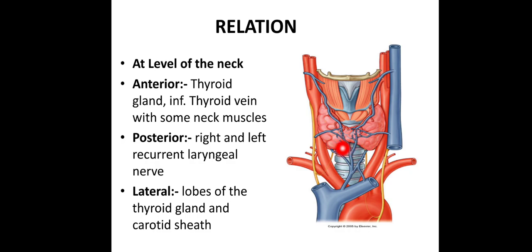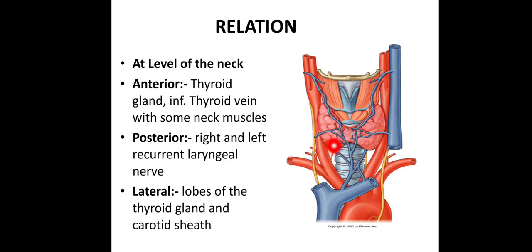Posteriorly you can see there is a right or left recurrent laryngeal nerve which lies posterior to the trachea. You can see this is the right or left recurrent laryngeal nerve which lies posterior to the trachea, and laterally you can see this is the trachea, and on the lateral side, both right or left, you can see there are lobes of the thyroid gland.